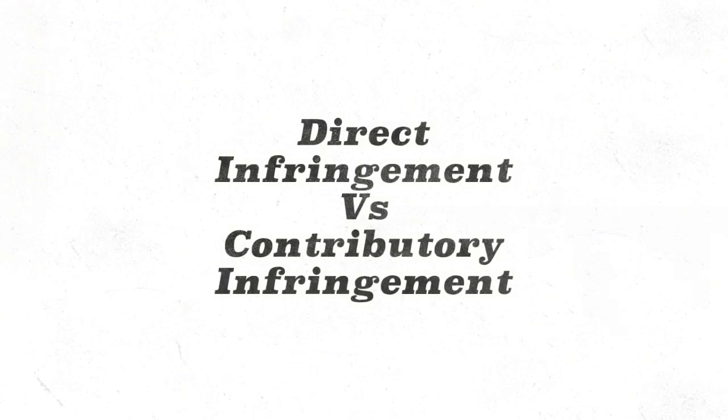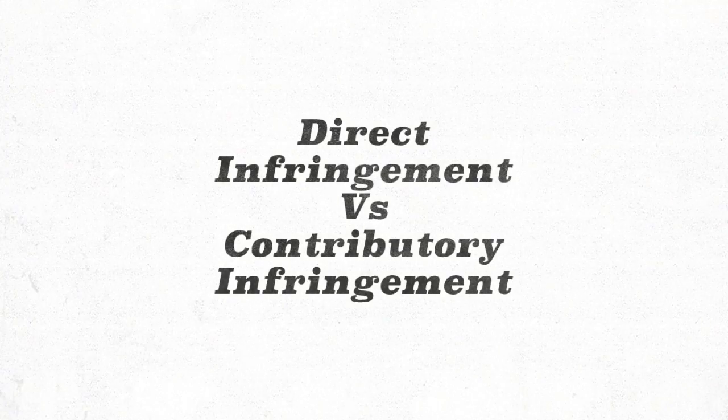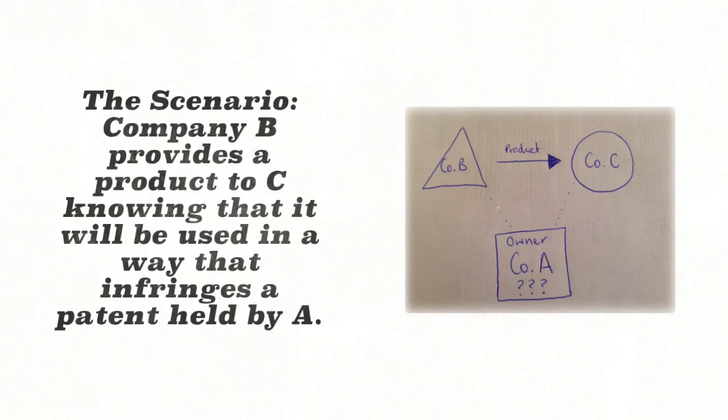Infringement is contributory, however, if a person who is not the patent holder or a licensee supplies a product where the use of said product would constitute an infringement of the patent. Company B supplies Company C with a particular product, knowing too well that Company C will go on to use the product in a way that infringes a patent held by the patent owner, Company A.